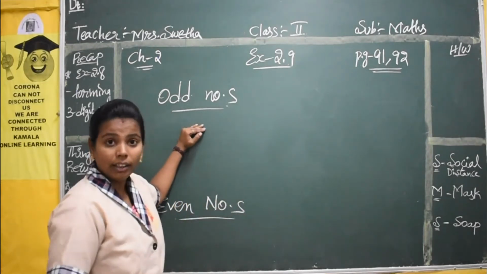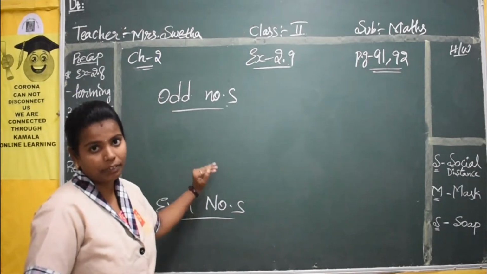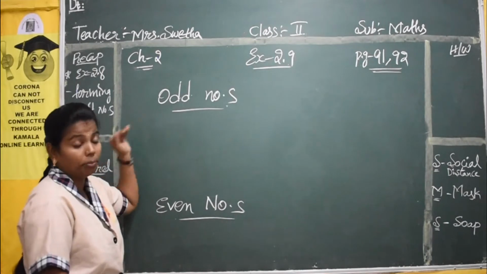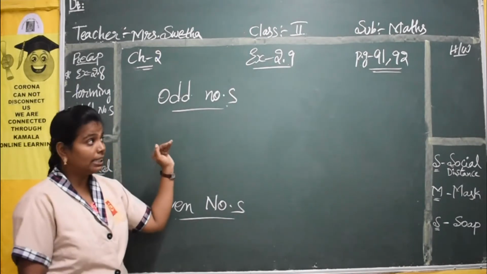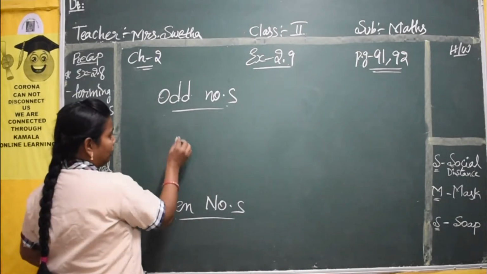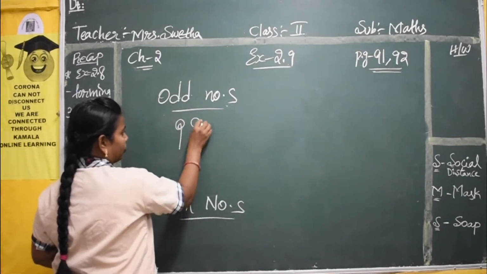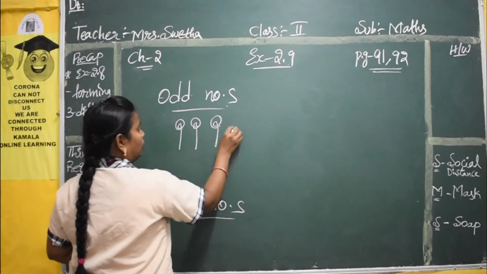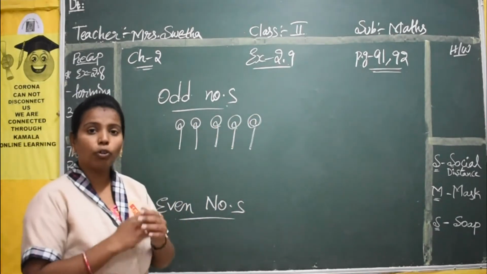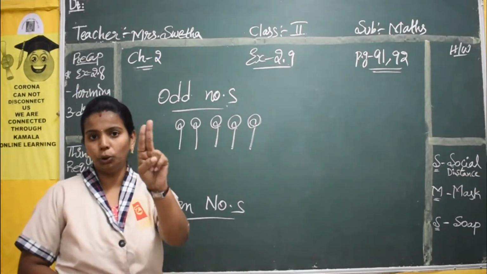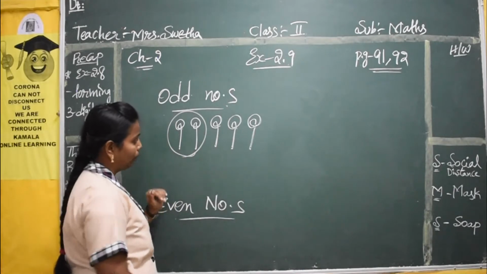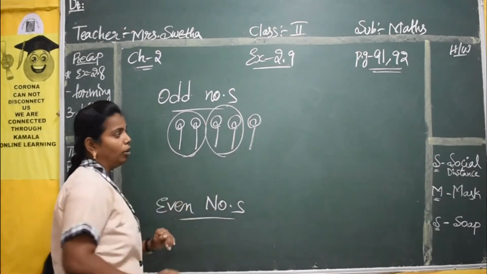First we will start with our odd numbers and even numbers. Okay, so first we will start with odd numbers. So what are odd numbers? See, first I will explain through the picture. Suppose you have 5 lollipops here. Always you have to make a pair. Pair means you have to make 2. 2 you have to make as 1 pair. See, 2 lollipops one side, the other 2 lollipops one side.